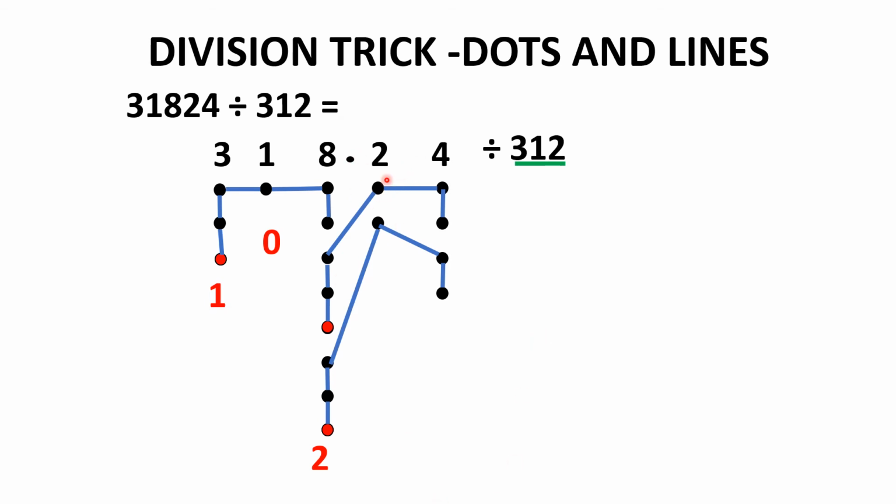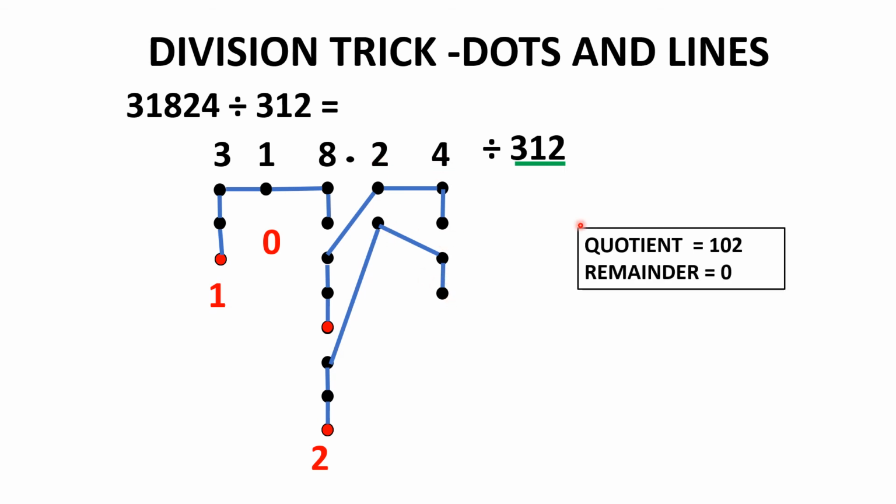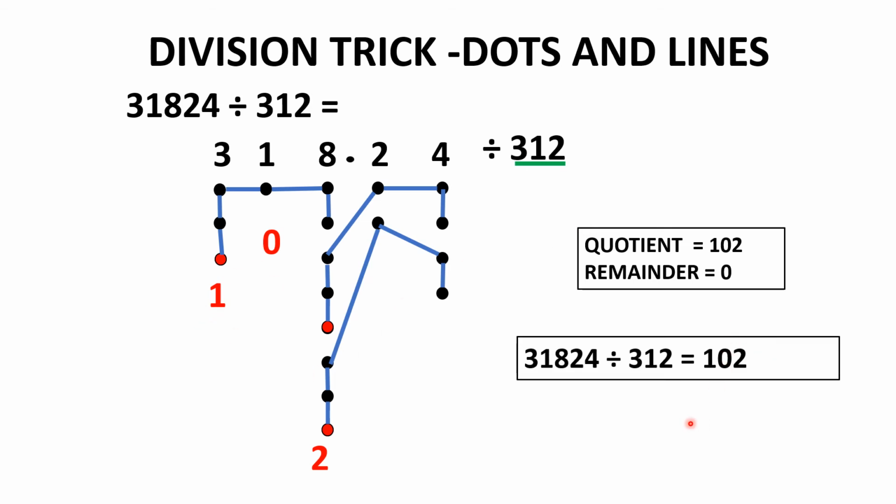Now, after the decimal point, you see, under 2, here no starting points. Under 4 also no starting points, means 0, 0. Therefore, our quotient is 102 and our remainder is 0. Therefore, 31824 divided by 312 is 102.